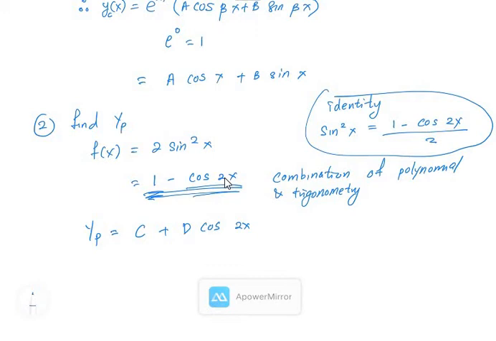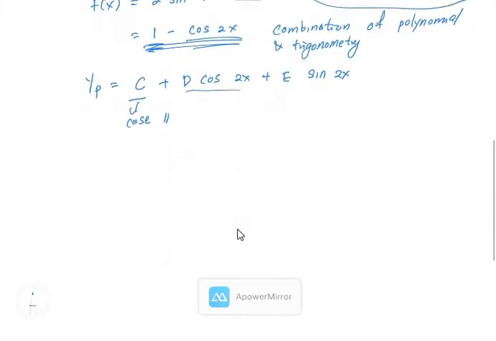You still remember the nx, right? The n there, you copy back the value from the f(x). So if it's cos 3x, sure, here it's cos 3x. But now the value here is cos 2x, so the n is also 2. And then plus e sin 2x. So this is the case 2, and this one is the case 3. So it's a combination of polynomial and trigonometry.